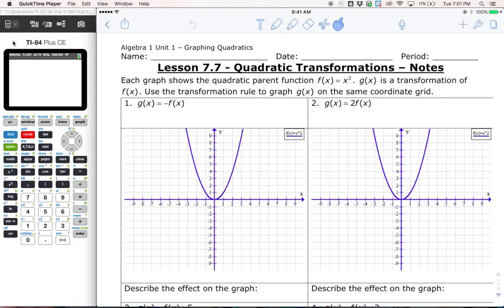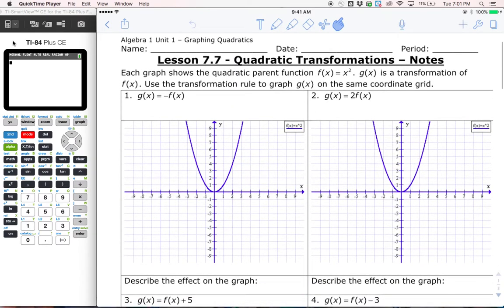Lesson 7.7, Quadratic Transformations. So today we're going to look at how we can take one of these parabolas and make it fatter or skinnier, or move it up, down, left, or right, or flip it over. Those are the transformations that we've talked about. The hardest thing about today's lesson is honestly just the notation. The way that it's written can be super confusing.